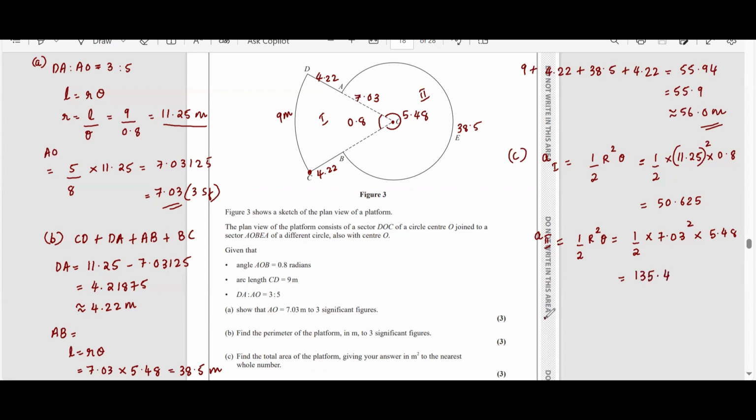So let's just add them both, area of the first plus area of the second, which will give us 135.4 plus 50.625. We'll get 186 meters square. So that is the C part.